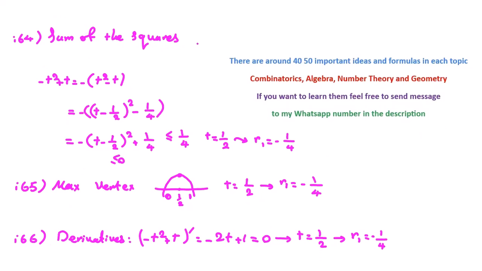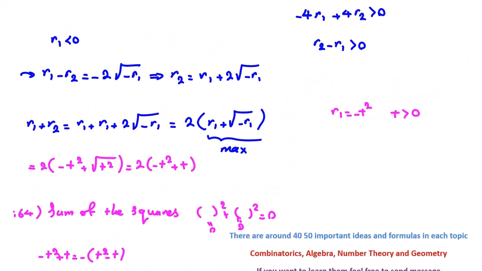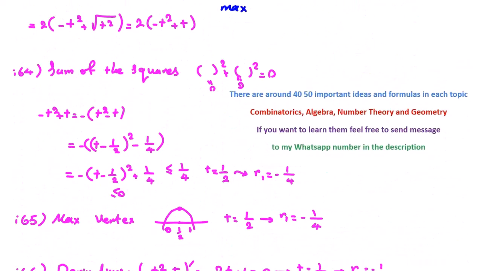Sum of squares is also useful when you want to say something is 0. For example, when you say a squared plus b squared equals 0 and they are real numbers, then you can say that they are 0. Okay, this idea is also useful in AMC. So here we found R1 is what?